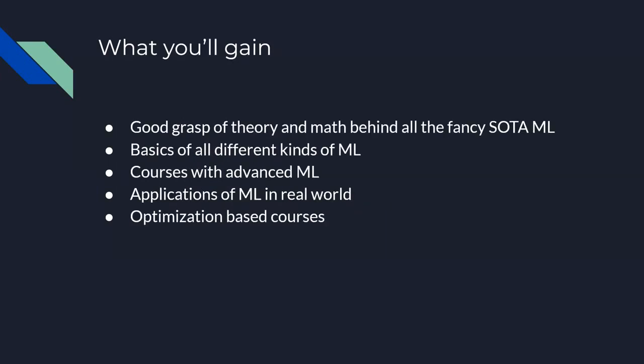And what you'll gain from this minor is a good grasp of the theory and math behind all the fancy state-of-the-art ML models that you're seeing around you. You see Google Assistant, which has a pretty good ML model behind it, not only for text recognition but for analyzing that as well. You'll see these state-of-the-art models discussed in the courses in the minor curriculum.